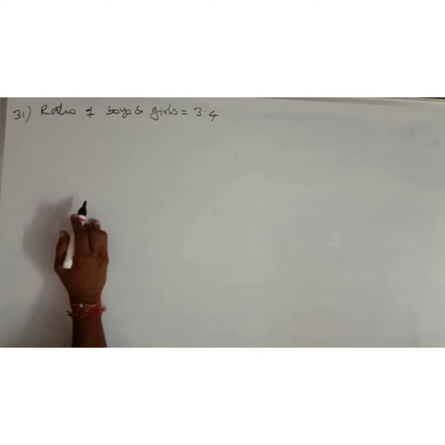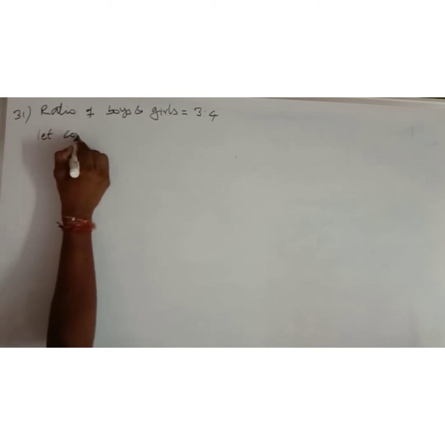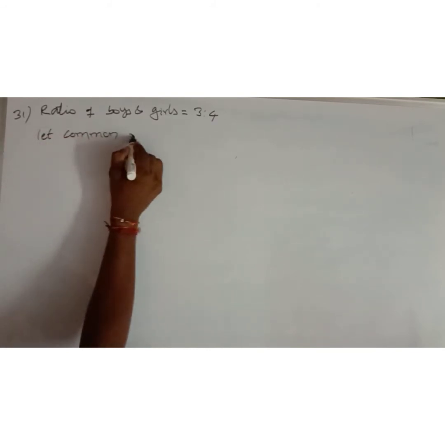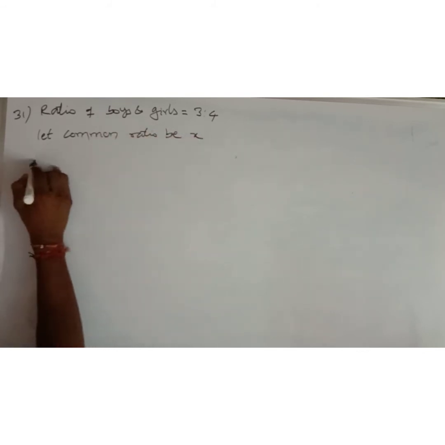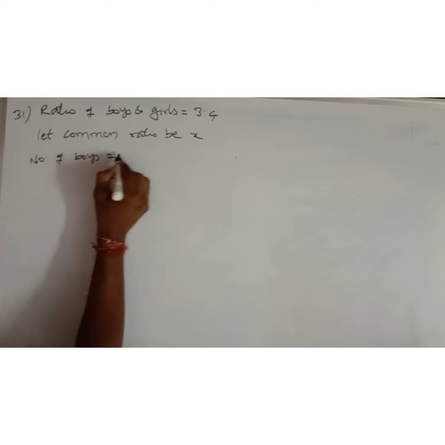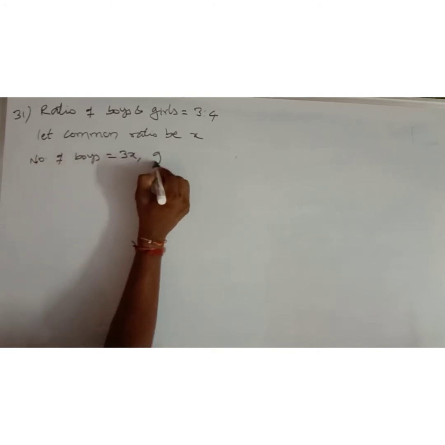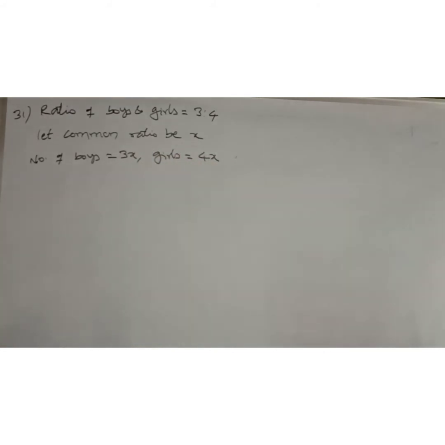Okay. Let the common ratio be x. So the number of boys is equal to 3x, and girls is equal to 4x. But the condition is given.